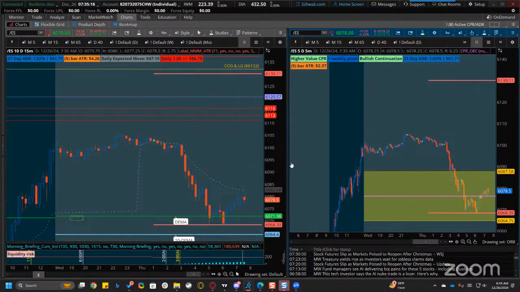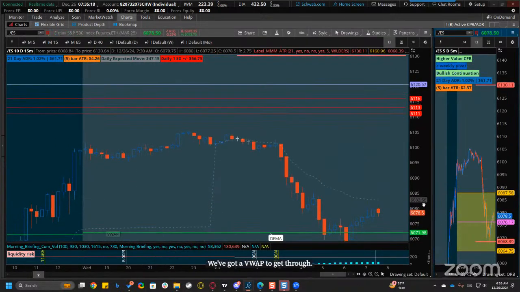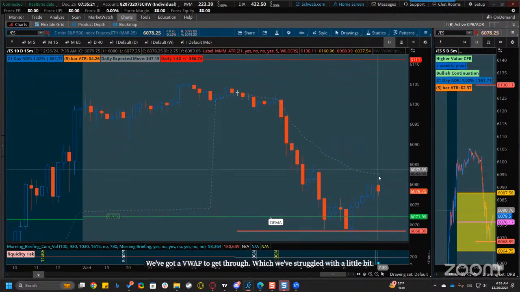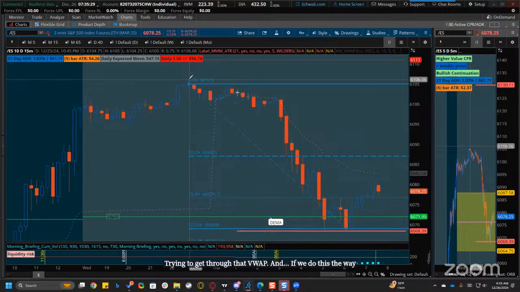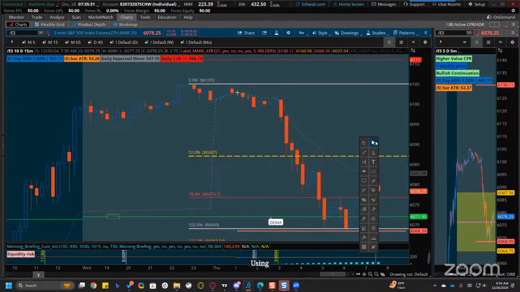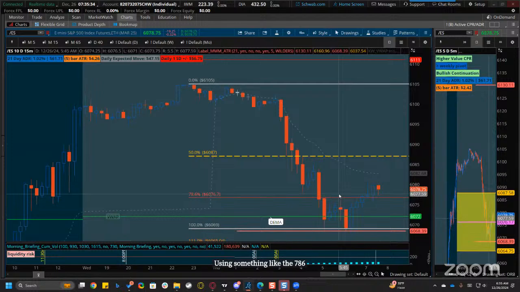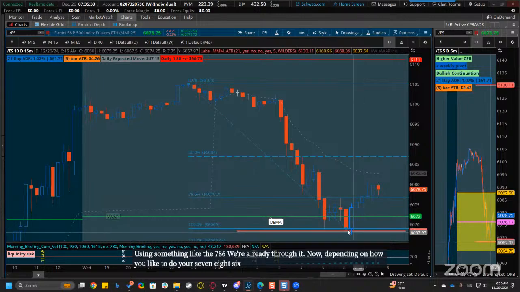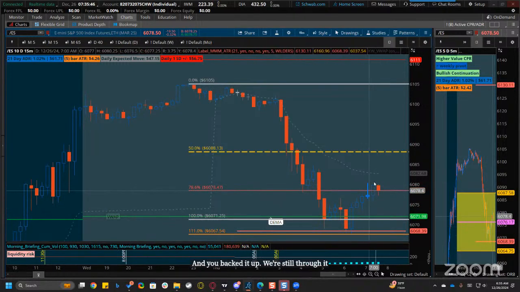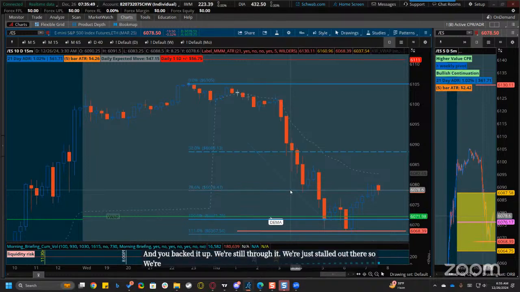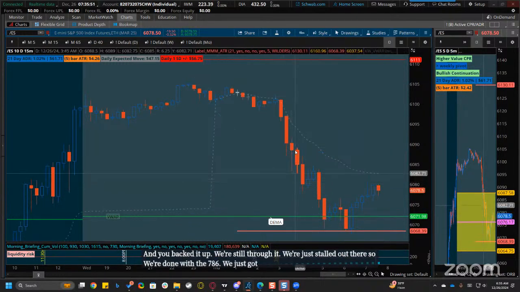We've got a VWAP to get through, which we've struggled with a little bit, trying to get through that VWAP. And if we do this the way we normally would, using something like the 786, we're already through it. Now, depending on how you like to do your 786, and you backed it up, we're still through it. We're just stalled out there. So we're done with the 786. We just got to get through that VWAP and then start working our way back up.